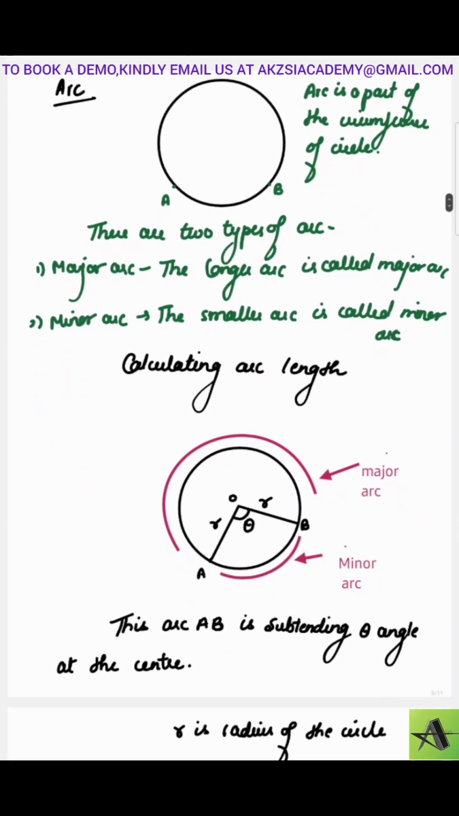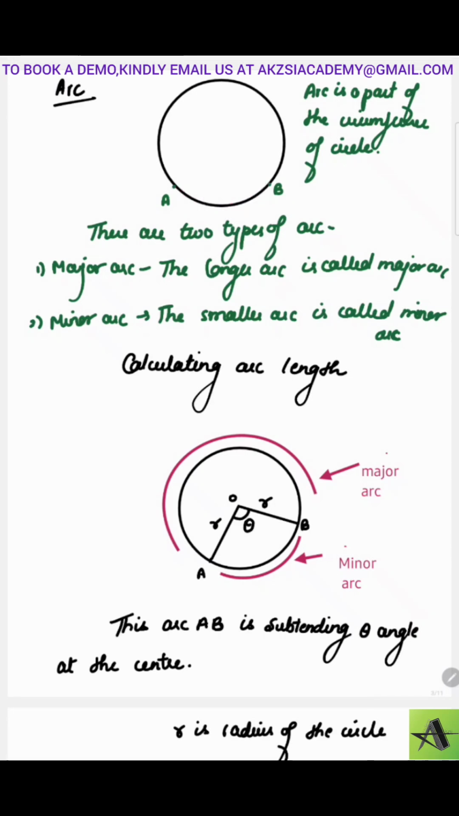Now the next is arc. So arc is basically the part of the circumference of the circle, and that's why to understand the arc, the circumference is important to know. As we know that the circumference is this whole length, and arc is just a part of it. Take the example of this arc AB. Clearly this arc is a part of the circumference of the circle.